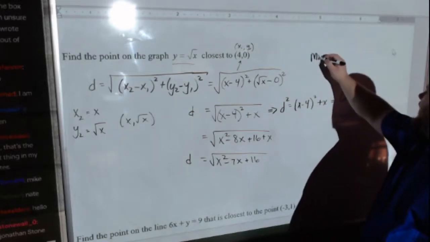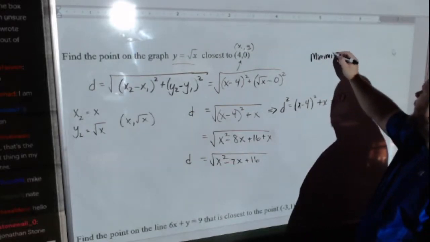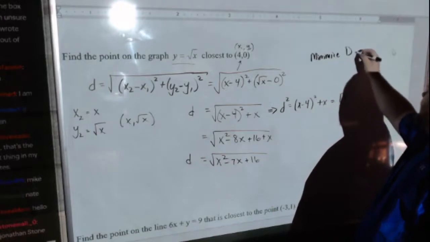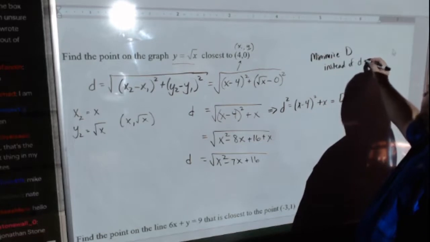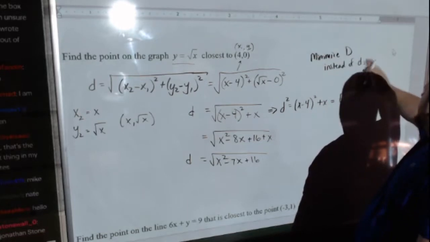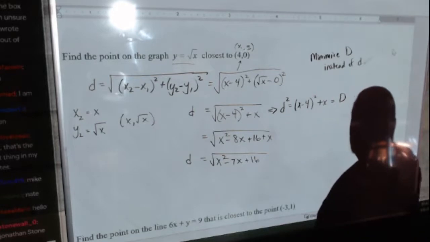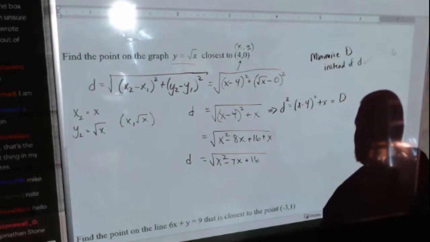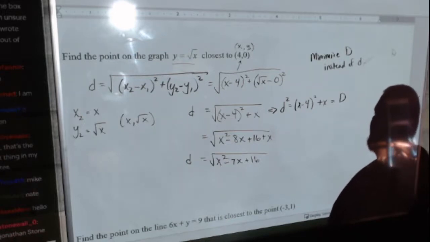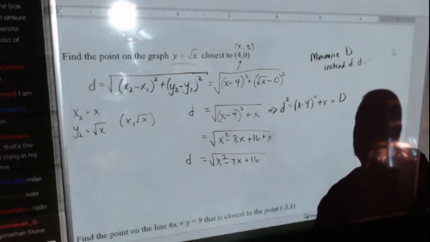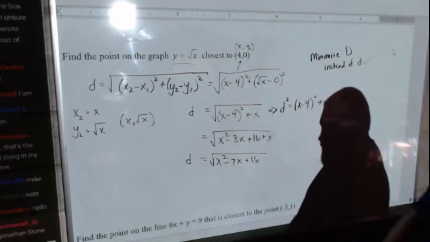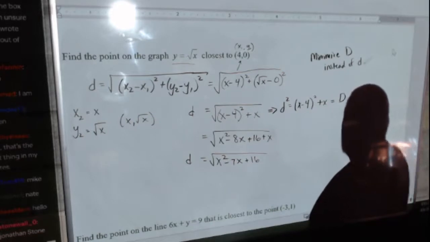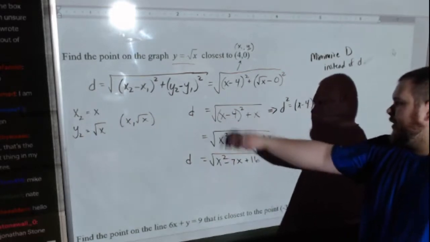So minimize big D instead of d. And the reason for that is there's no difference if we minimize one or the other. We're still going to get the same value. It's just easier to do it such that we don't have the square root. If we leave the square root, we've got to use the chain rule on the square root.